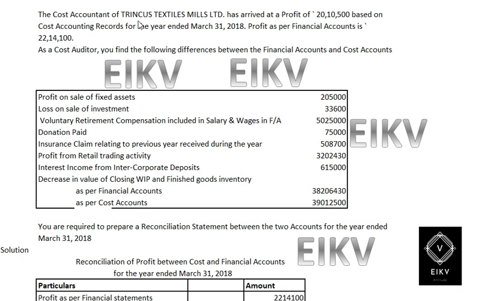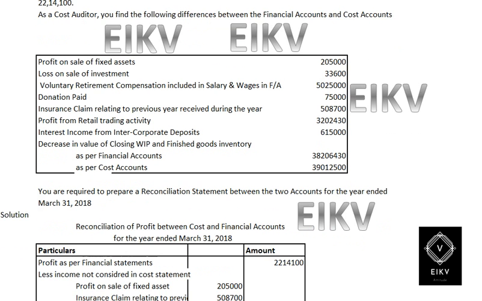So in this illustration they have given the details of Triggers Textiles Limited, and you are the cost accountant, and the costing profit as well as the finance profit are given. Costing profit is 20 lakh 10,500 and the financial profit is 22 lakh 14,100. As the cost accountant of the company, you need to make a costing reconciliation statement, and some of the details of the company are also given in the illustration.